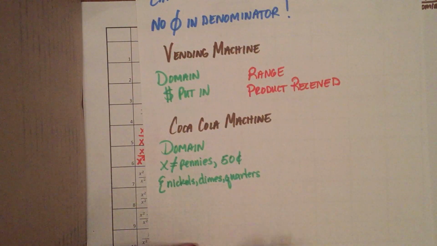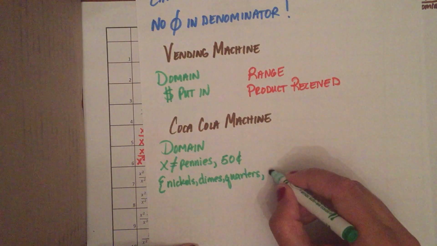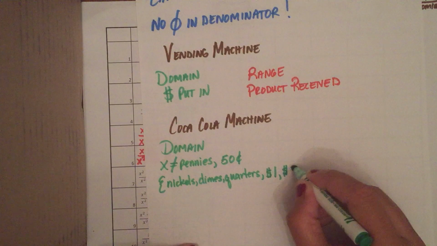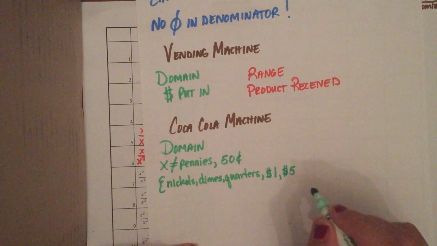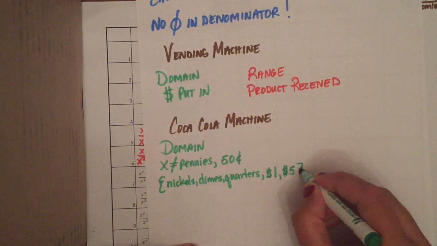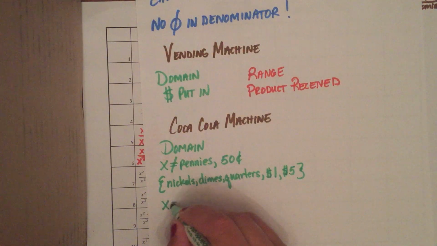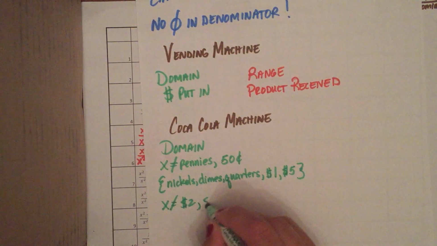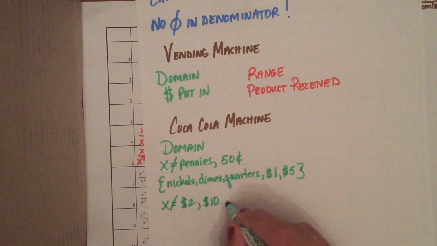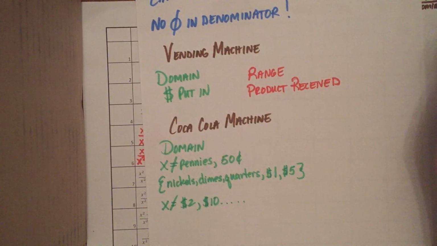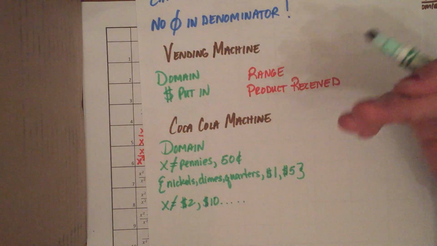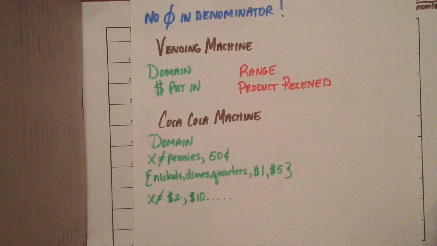Now, let's look at currency. You can put in a $1 bill. You can put in a $5 bill. Most machines don't accept anything other than those two. So it can't be a $2 bill. It can't be a $10 bill or anything higher than that. So that's your domain. Your domain is what can I put into the machine? What is my input?